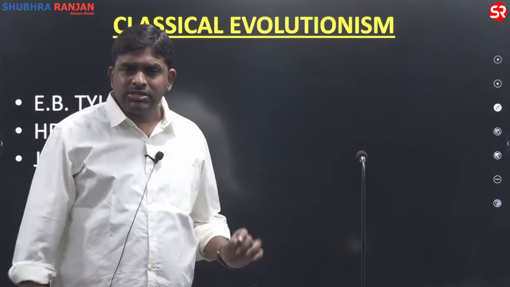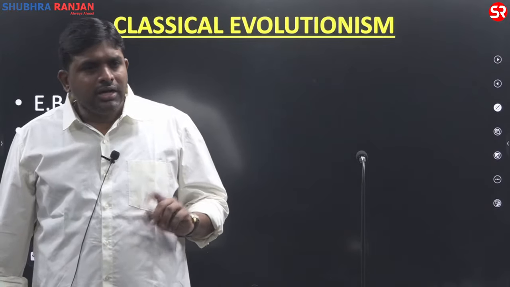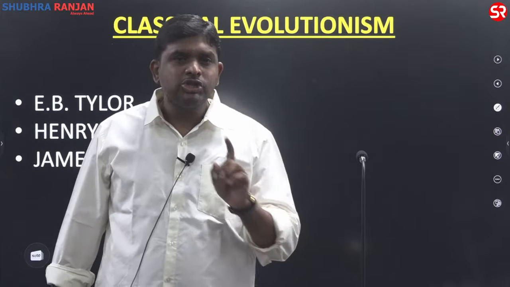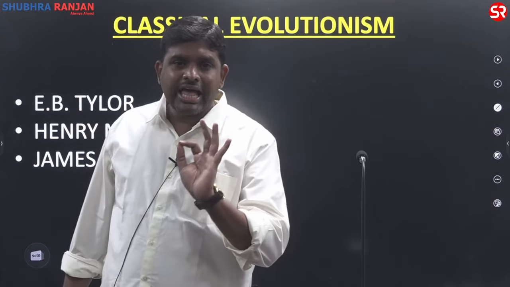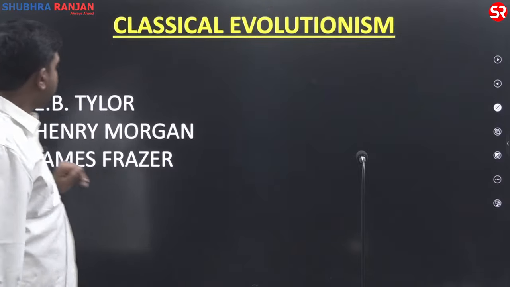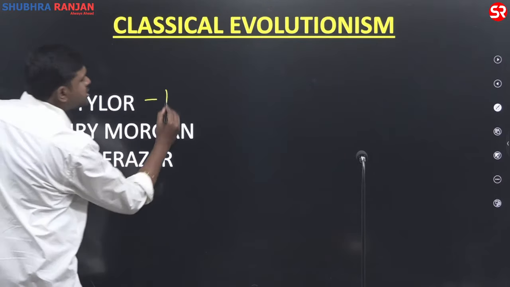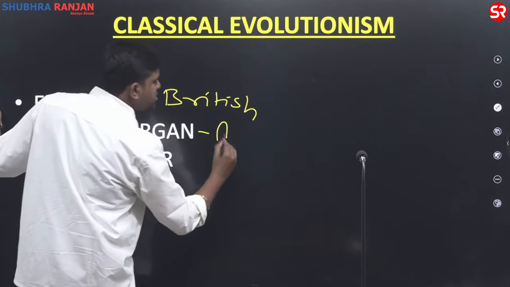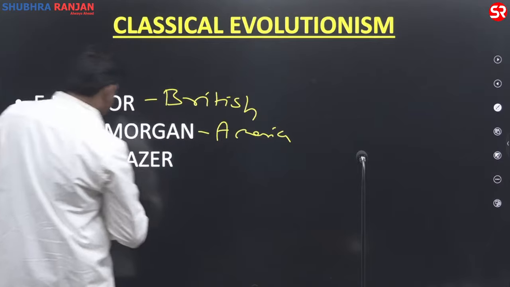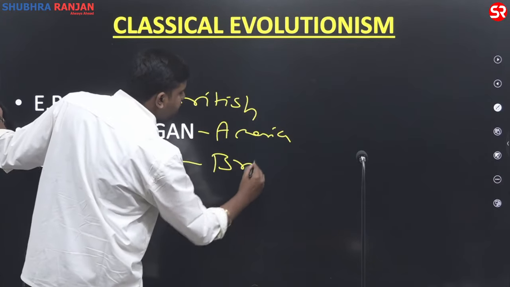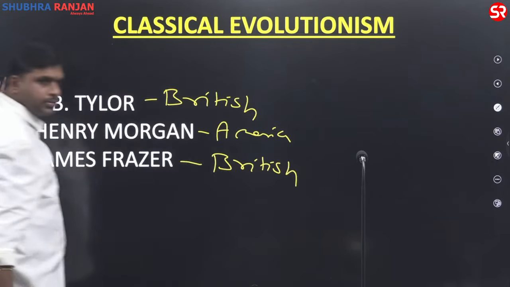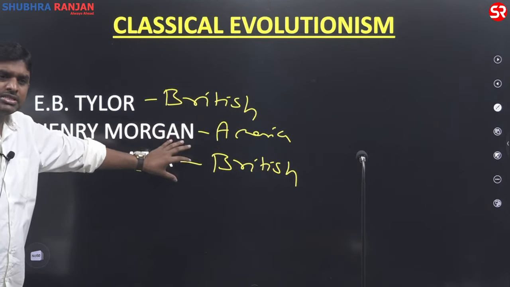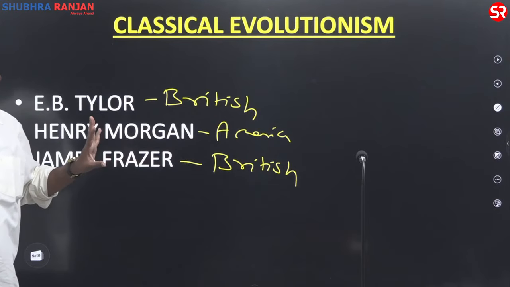The next person is called Henry Morgan. The third person is called James Frazer. So these are the anthropologists who are part of classical evolutionism. E.B. Taylor is British. Henry Morgan is American. James Frazer is British. So we have three anthropologists: one British, another American, another British.